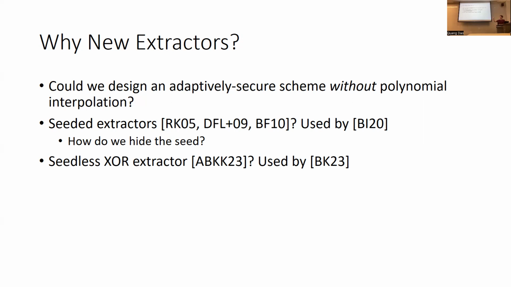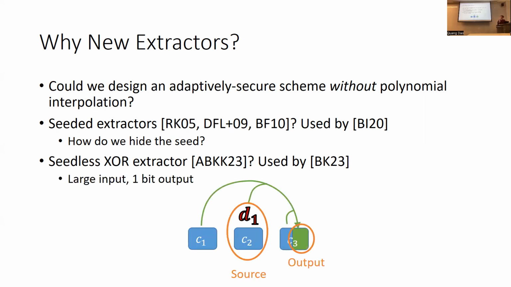Okay, well, what about seedless extractors? BK22 used an XOR extractor developed by ADKK23, and that doesn't need a seed at all. Unfortunately, it takes in a large input and only produces a single bit of output. But here, we need to take a whole share, because this is what was deleted, and we need to produce almost a whole share. So that's not going to work. We need something that has higher rate, with an output that's almost as large as the input.